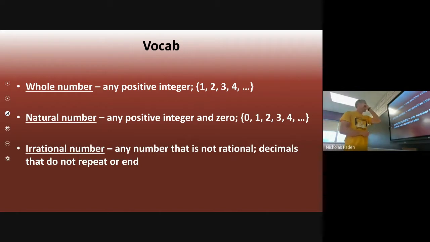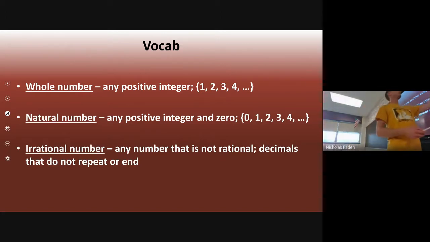Okay, so a whole number is any positive integer. Remember, integers are any number that's not a fraction or a decimal. So whole numbers, they're the counting numbers. They're all the numbers you learn whenever you first start to count. 1, 2, 3, 4, 5. Remember these 3 dots here in the whole numbers means that it continues to go on forever and it doesn't end.